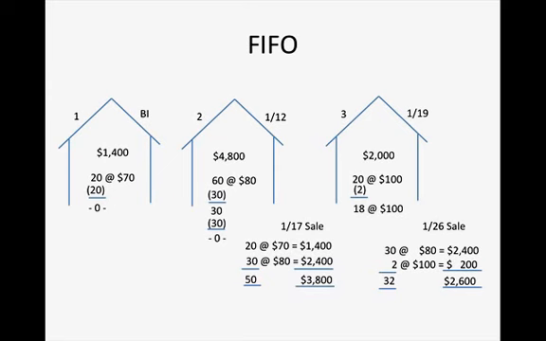It is now time to reconcile to the goods available, which is the sum of the beginning totals in each of the garages, or $8,200. The total cost of goods sold is the sum of the January 17th and the January 26th sales. The ending inventory is the 18 units in garage 3 times the $100 cost, or $1,800.